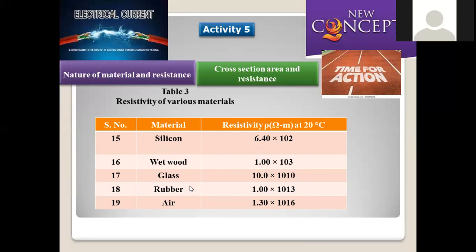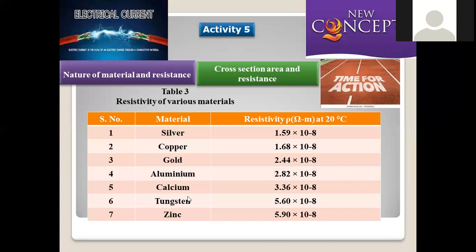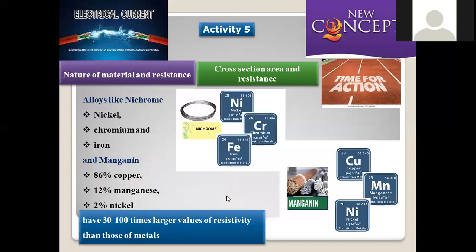So these are the comparisons between material to material, how resistivity varies. Now, an application-oriented concept is going to be discussed. Alloy of nichrome and manganese.